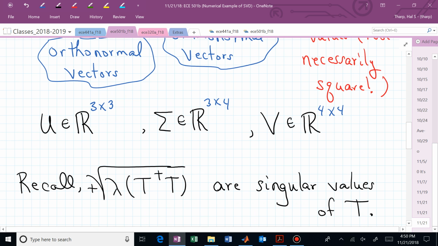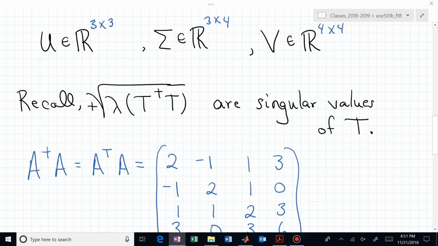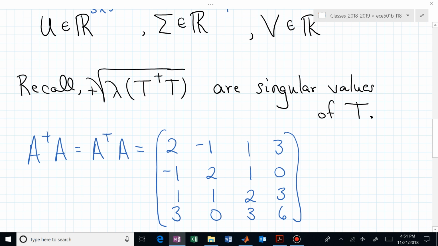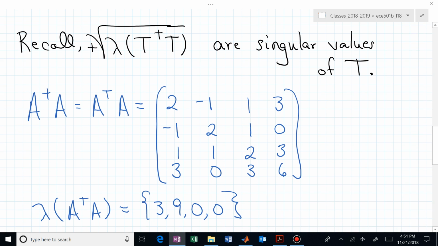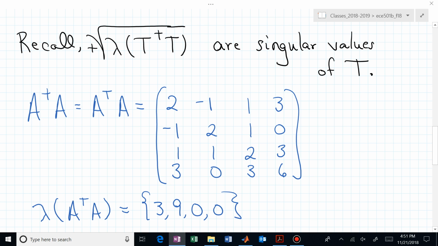Now recall that the positive square roots of the eigenvalues of the operator T dagger T are the singular values of T. So if we can now find the eigenvalues of A transpose A, which we can do because it will be a square matrix, we will then be able to find the singular values of our original operator T. Doing that for this particular case, I'm not going to walk through that, but A dagger A is equal to A transpose A. That gives us now a 4 by 4 matrix. It's square. We can now compute the eigenvalues of that square matrix.